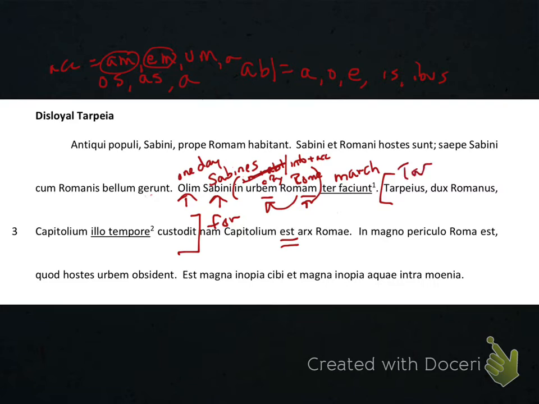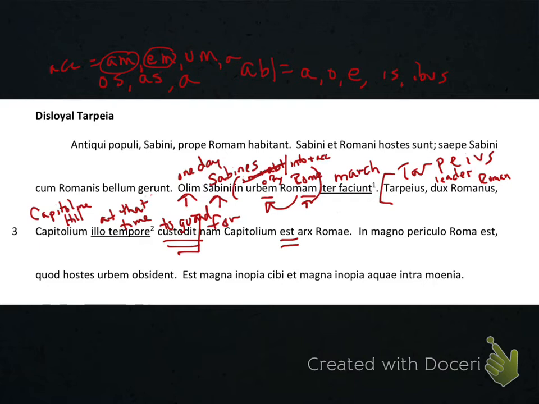Tarpeius is a name. Dux means leader. And Romanus is Roman. Then I have Capitolium, which is the Capitoline Hill. I'm told that this phrase means at that time, and this is the verb to guard. So someone is doing this action in the sentence.